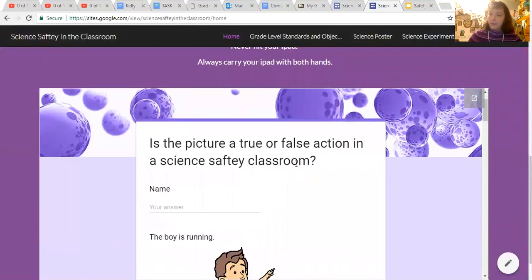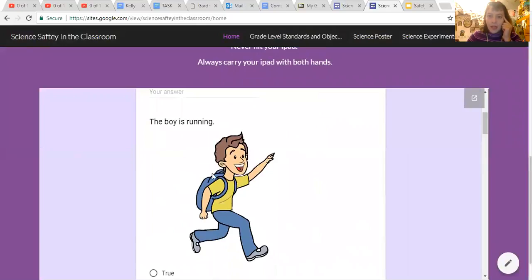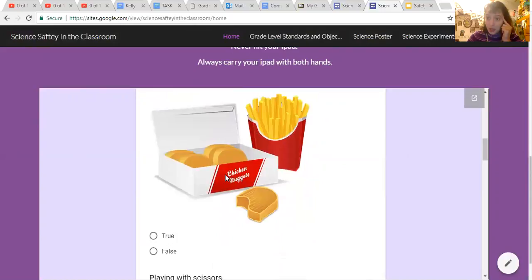First of all, I want you to take a small little test. Is the picture a true or false action in a science safety classroom? Think about what we've taught you. Think about what I have told you before. Do I let you run in the classroom? Do we let you eat food in the classroom, except for breakfast?